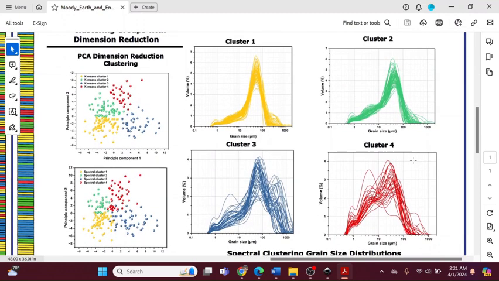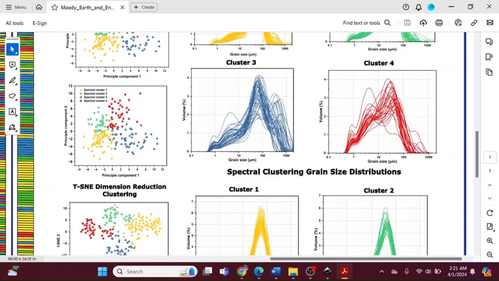When looking at our clustering groups with PCA dimension reduction, both k-means clustering and spectral clustering don't have very tightly bound groups. However, k-means clustering shows better defined boundaries than spectral clustering here.